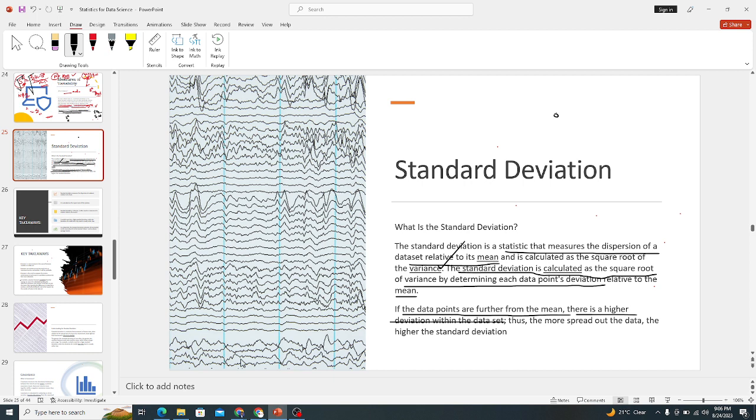Okay, let me just use an example. For example, if your data points are far away from the mean, so definitely it will mean that your standard deviation will also be big. But if your data points are closer to the what? To the mean, okay, so you'll say that the standard deviation will be what? Will be somehow small, okay. Yeah, so if your data points are farther from the mean, there is higher deviation within the data sets. The more spread out the data, the higher the standard deviation. Okay?